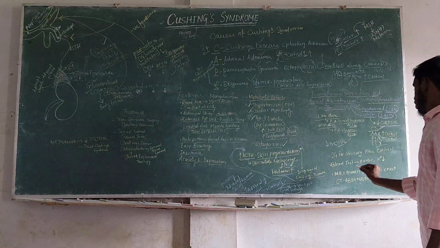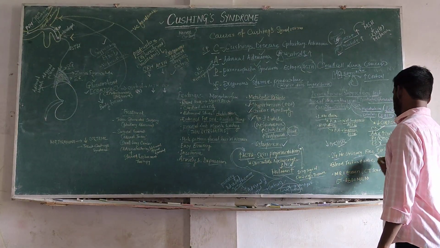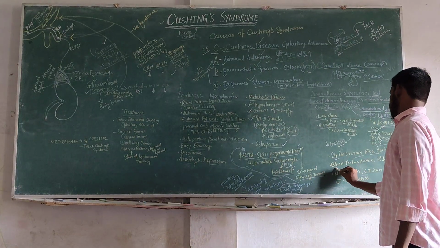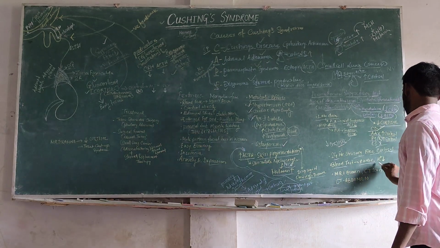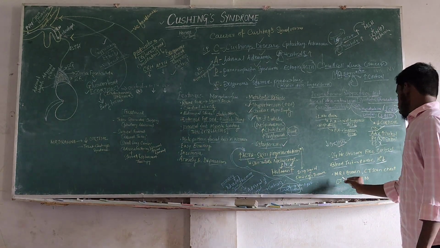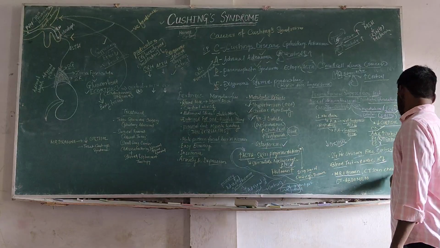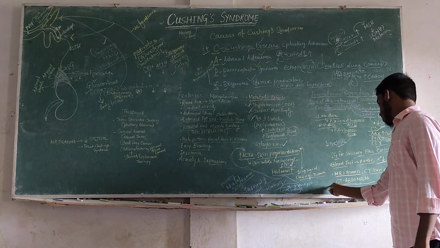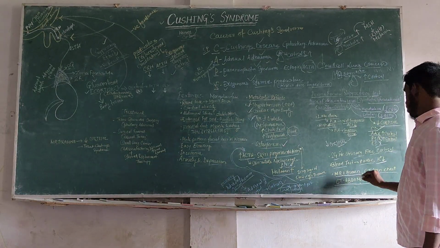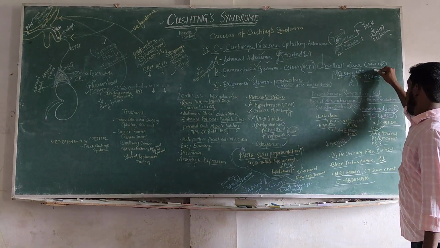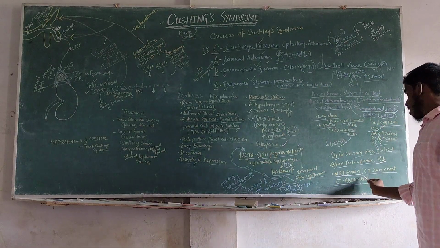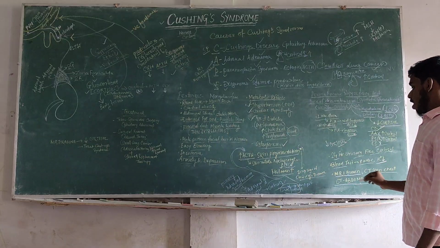Further tests include 24-hour urinary free cortisol, and in the blood test we can find that WBC will be increased and platelets will be decreased. We can also do MRI of brain, CT scan of chest, and CT scan of abdomen. MRI of brain is for pituitary adenoma, CT scan of chest is for ectopic ACTH syndrome and small cell lung cancer, and CT scan of abdomen is for the adrenal gland.